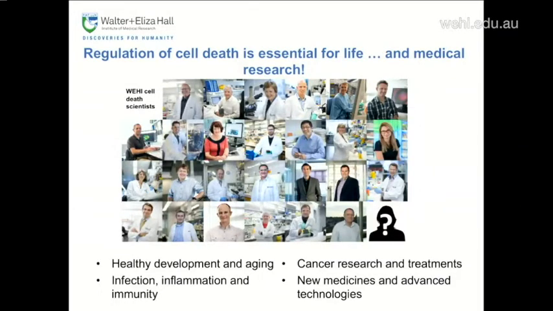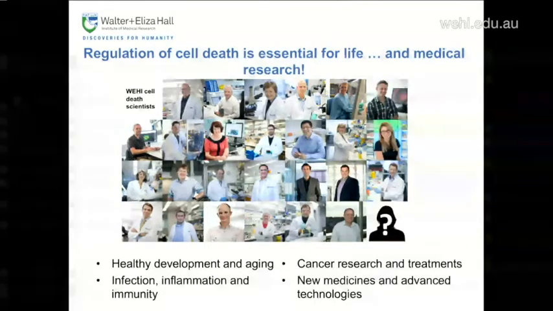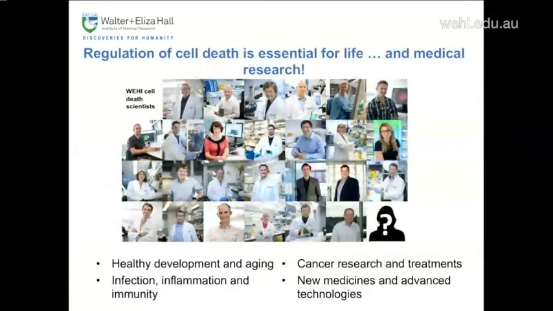So cell death's obviously involved in healthy development and ageing. So in embryonic development, you need cells to die at the right time in order to get a correctly developed embryo, and when you're ageing, that's where your cells start to die, and that's part of the ageing process. It's also in our theme, which is infection, inflammation and immunity. Cell death plays a big part in cancer research and treatments, and because of the influence of cell death in disease, new medicines and advanced technologies also spend a bit of time looking at cell death.